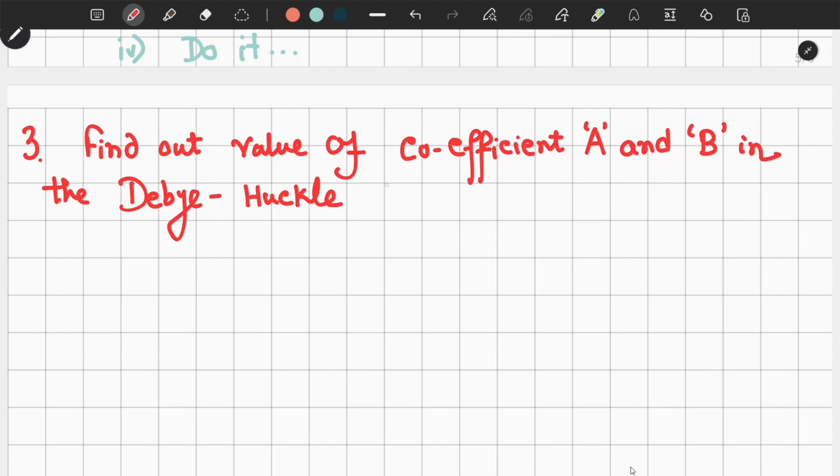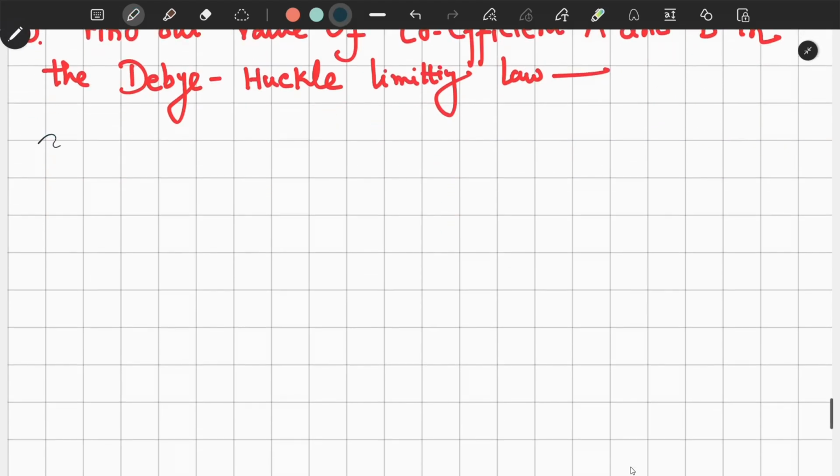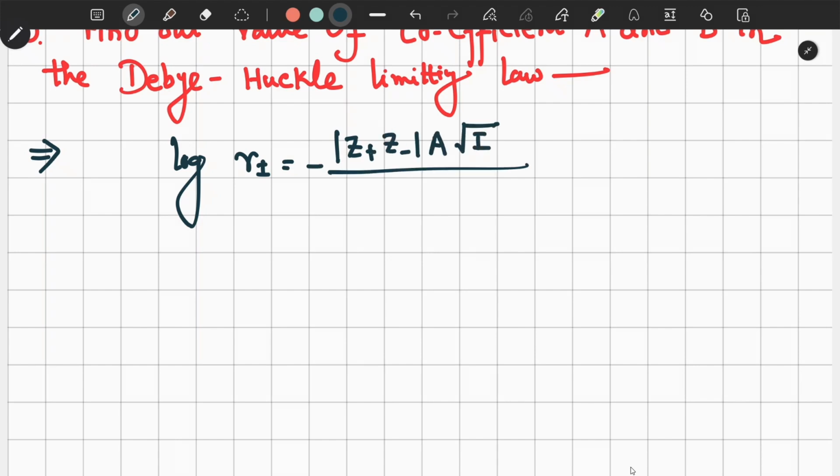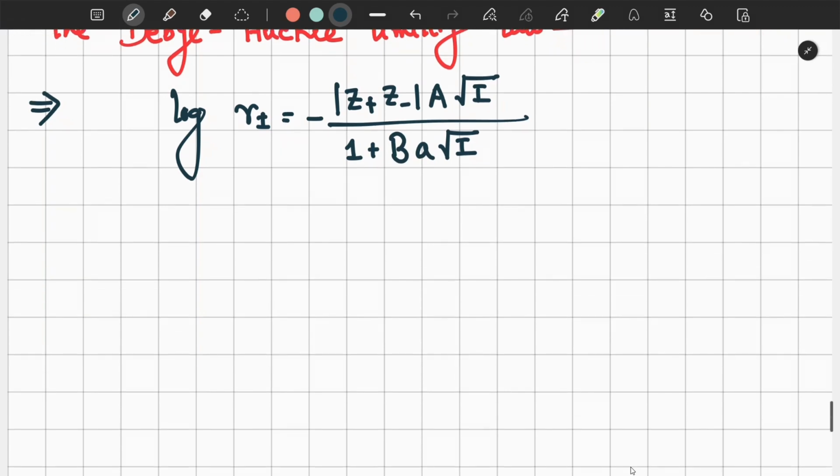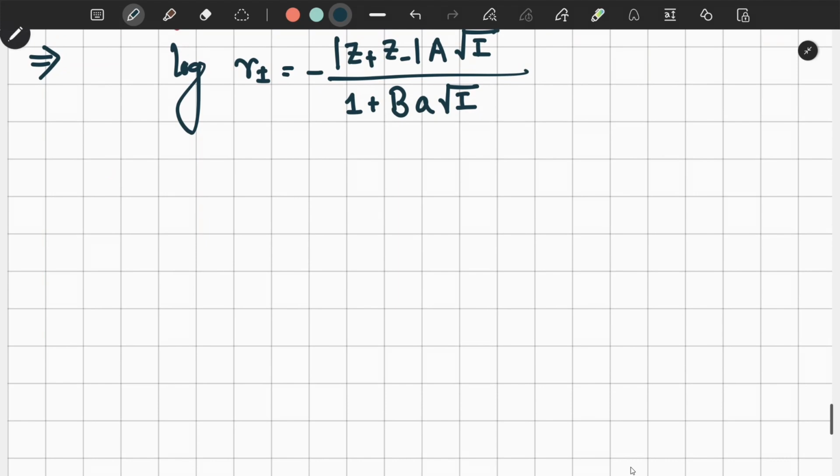Do you remember the expression? So what was our Debye limiting law? log gamma plus-minus equals minus z plus z minus A root I over 1 plus B a root I, where I is the ionic strength and gamma is the activity coefficient. So here what is needed is the form of A and B.